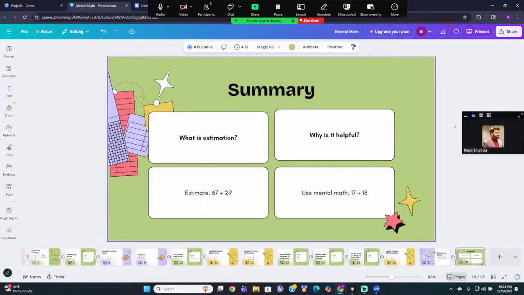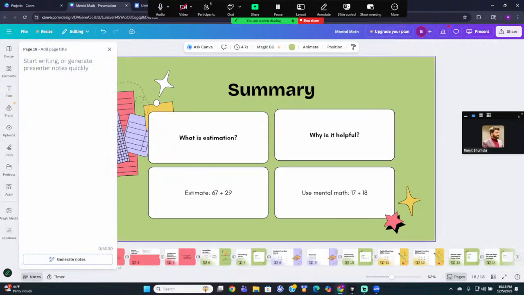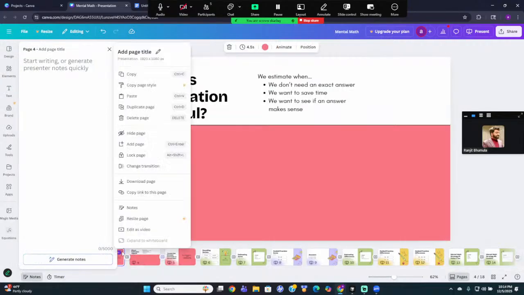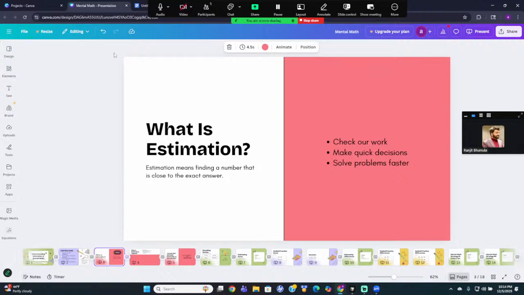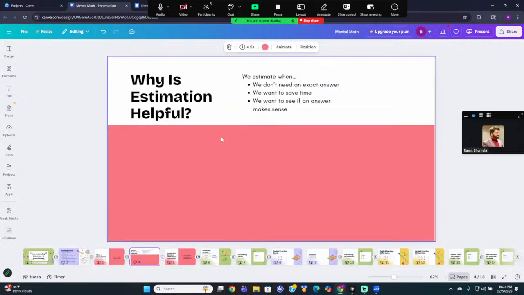So let's go over the answers to these questions. What is estimation? Estimation is when you find a number that's close to the exact answer. So the next question, why is it helpful?